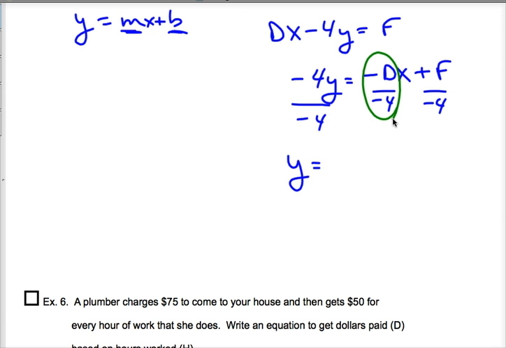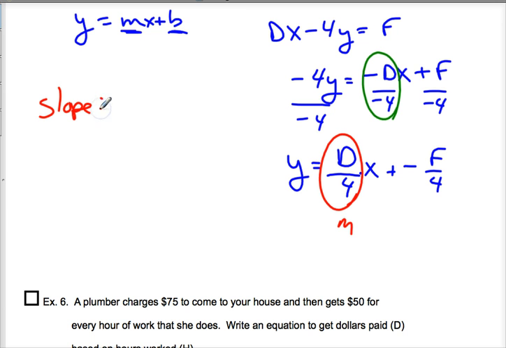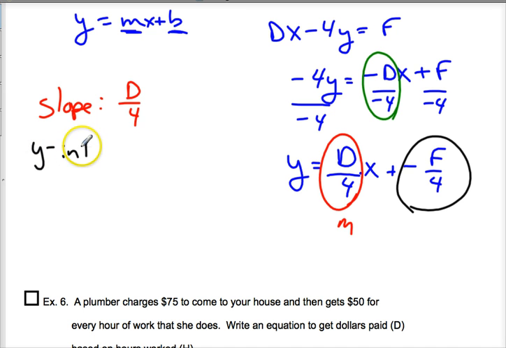Here I've got 2 negatives. 2 negatives make a positive. So what I have is d over 4 times x. dx divided by 4 is the same as d over 4 times x. On the end, I've got a positive divided by a negative is a negative f over 4. What is in front of the x is my m. So my slope is d over 4. And whatever is at the end is my y-intercept. So my y-intercept is negative f over 4.